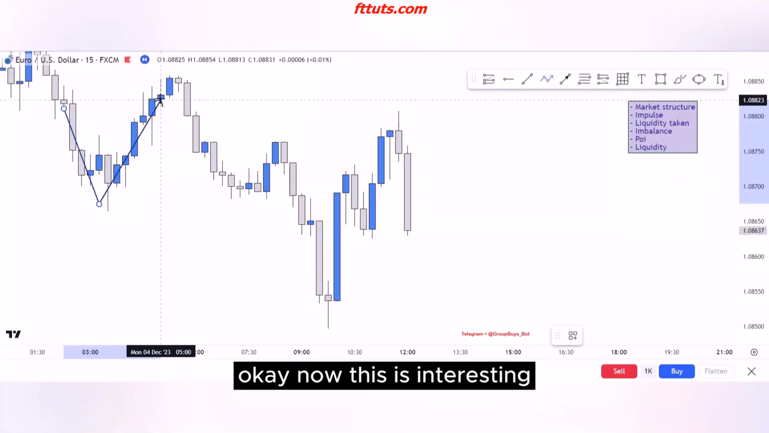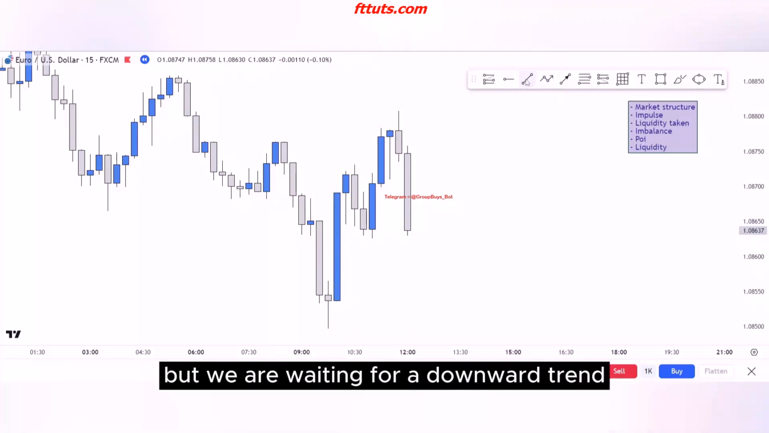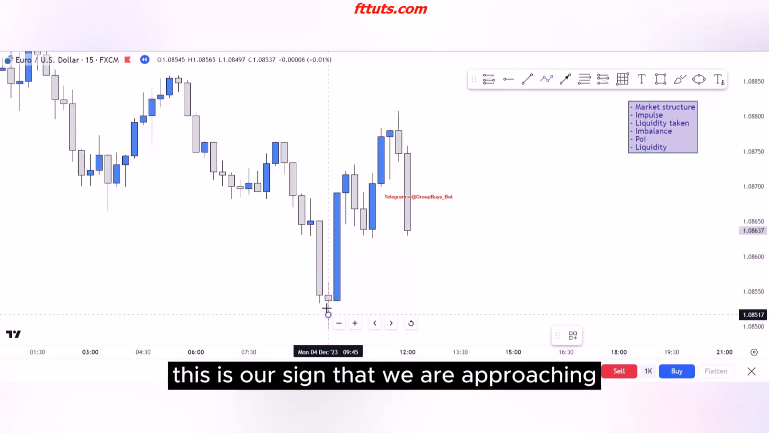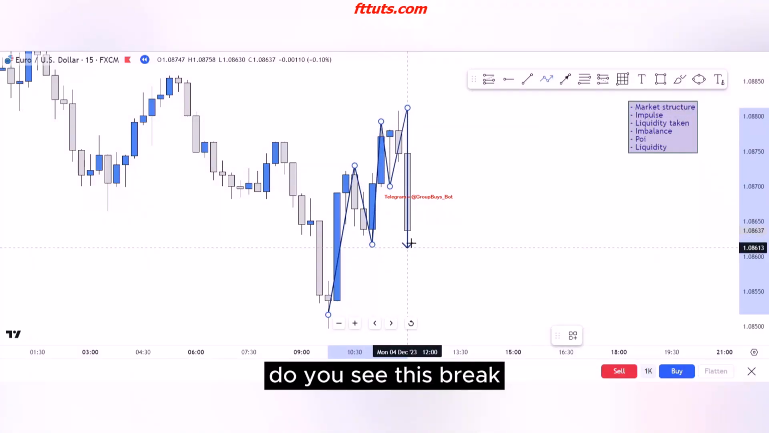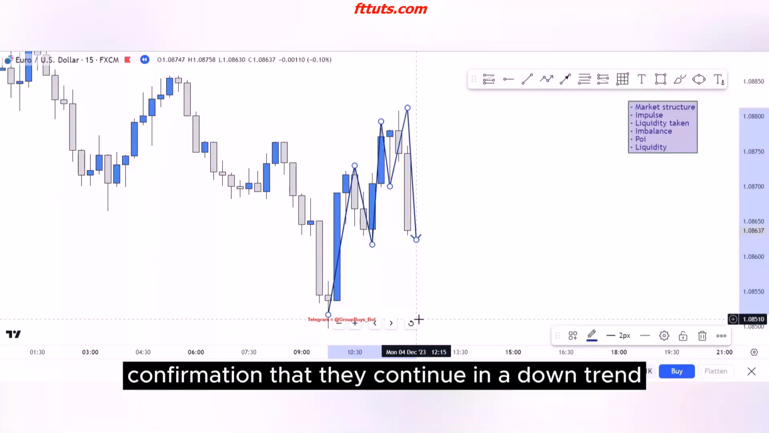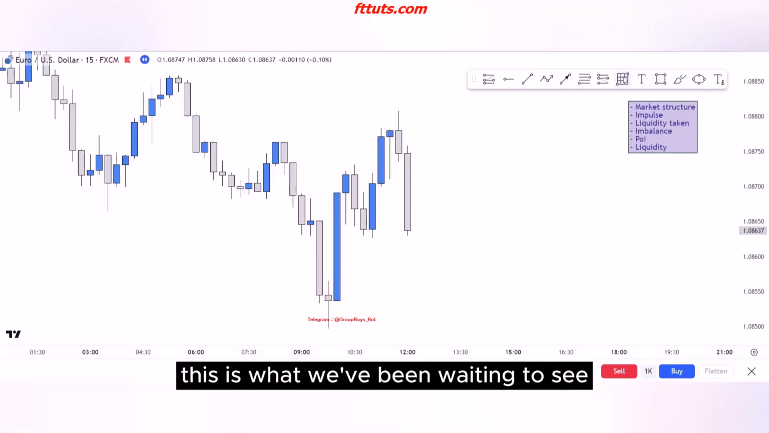Okay, now this is interesting. We can see that we have a small upward trend, but we are waiting for a downward trend. This is our sign that we are approaching the right place. Do you see this break? This is the break that gives us confirmation that they continue in a downtrend. This is what we've been waiting to see.